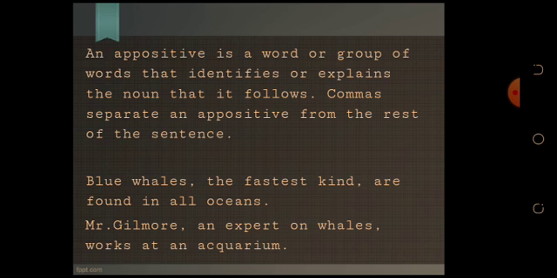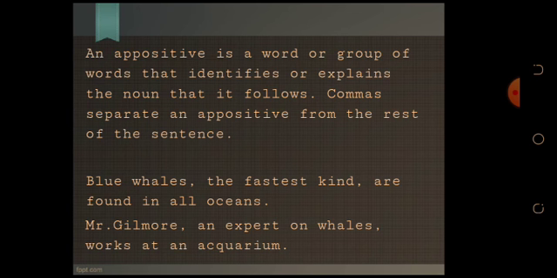Sometimes, after a noun, we have a word or group of words that identifies or explains the noun. That is called an appositive. An appositive is a word or group of words that identifies or explains the noun that it follows. Commas separate an appositive from the rest of the sentence so as to show that they are appositives.